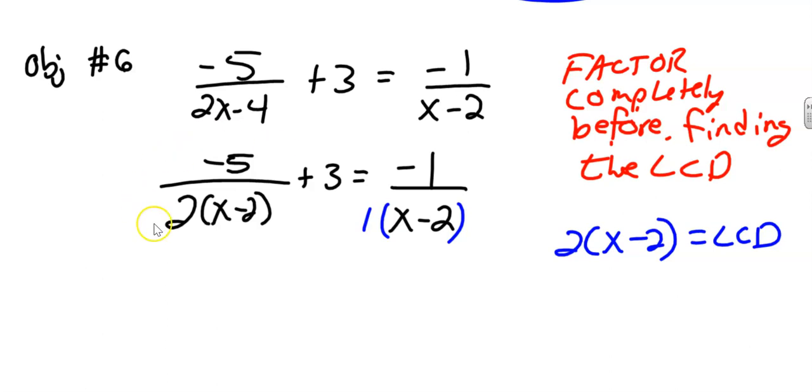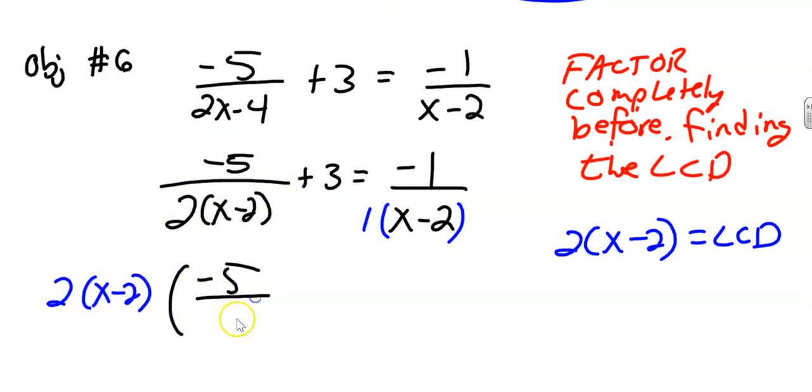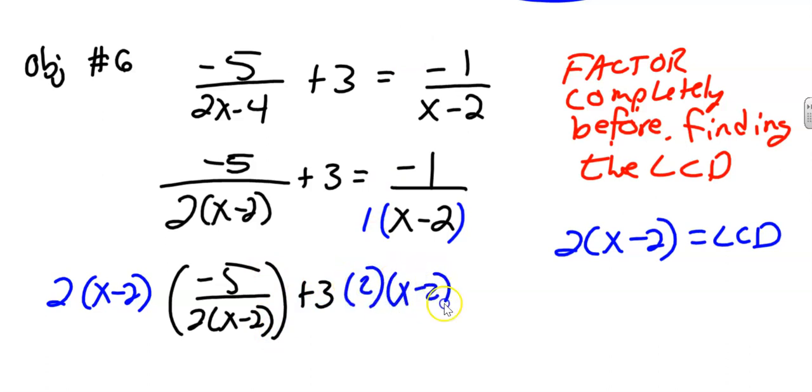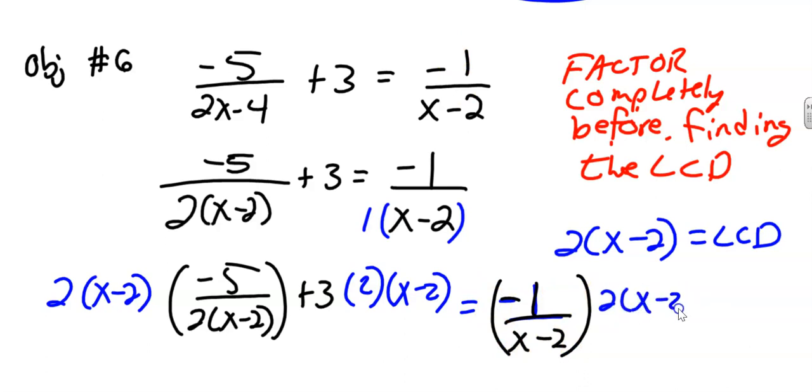Okay, now this is the part that you want to go back and multiply everything through. So we're going to go with this part. So we'll take 2 times x minus 2, multiply it by negative 5 over 2 times x minus 2, plus 3 times 2 times x minus 2 equals negative 1 over x minus 2 times 2 times x minus 2.